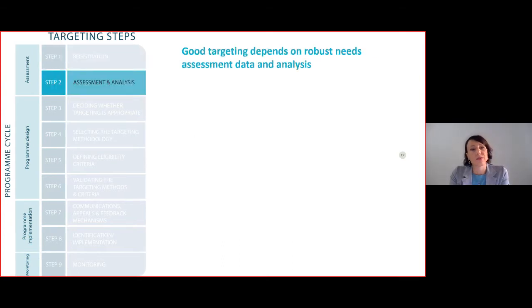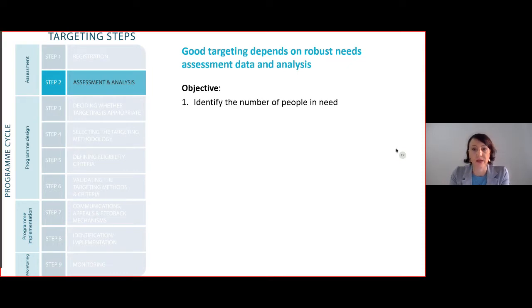So the second step of the targeting process is assessment and analysis. We all know that good targeting really depends on robust needs assessment, data and analysis. And why is it so important? First, to identify the number of people in need through an assessment that represents the population of concern.